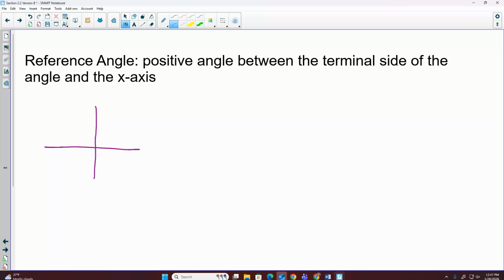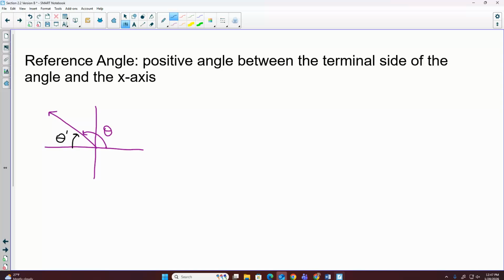Here's what I mean by it. If you're in the first quadrant, your angle is just itself. But if I gave you this angle, here is our actual angle. The reference angle is a positive angle between the x-axis and the terminal side. So this right here is what's called the reference angle.